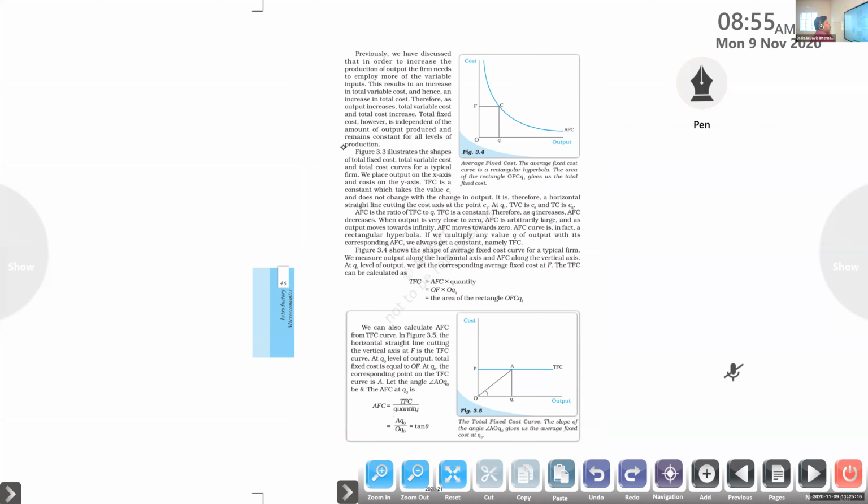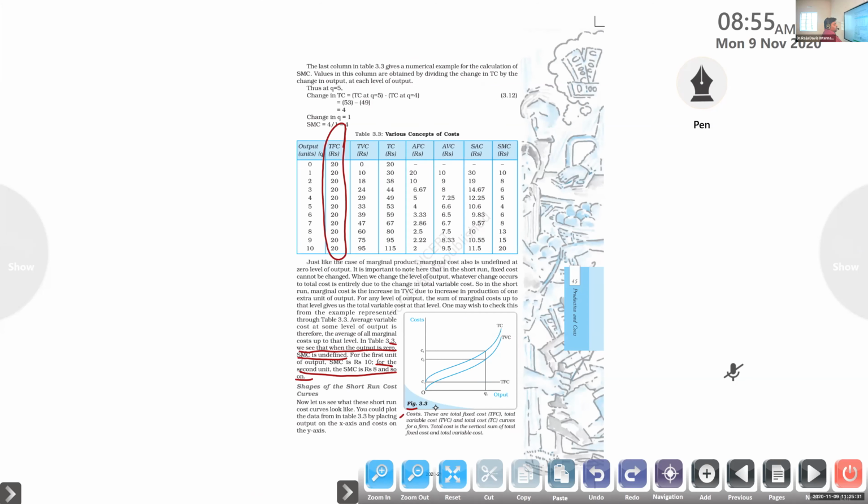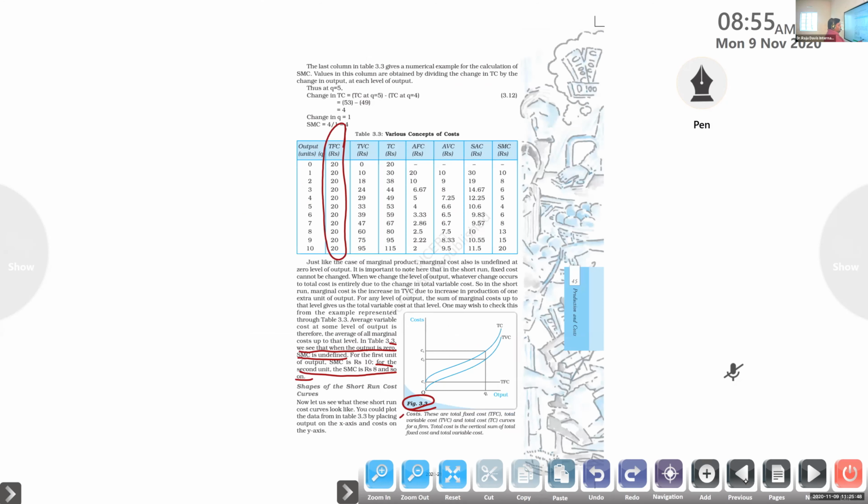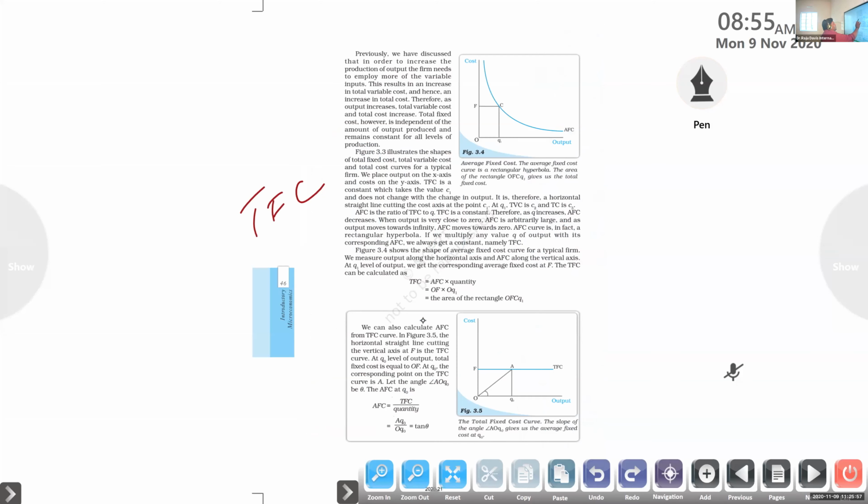Here total fixed cost is independent of the amount of output produced and remains constant for all levels of production. Next, figure 3.3 illustrates the shape of the total fixed cost, TFC. We place output on the x-axis and cost on the y-axis. Okay, next one.